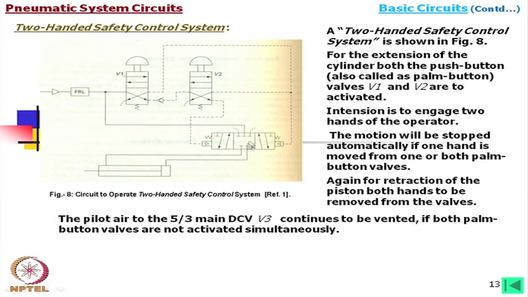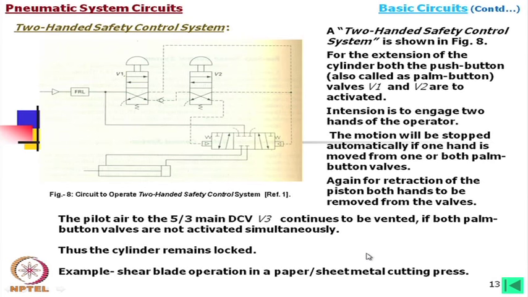before that I would like to say this is a 5 by 3 main DCV, V3 continues to be vented if both pump bottom valves are not activated simultaneously. That means, in neutral position the air is being vented. Thus the cylinder remains locked. In this position you will find that the air is coming and this is being vented and it remains locked in this position. This indicates that no passage is allowed in this position. No air is allowed to go through this passage when this is in this position.